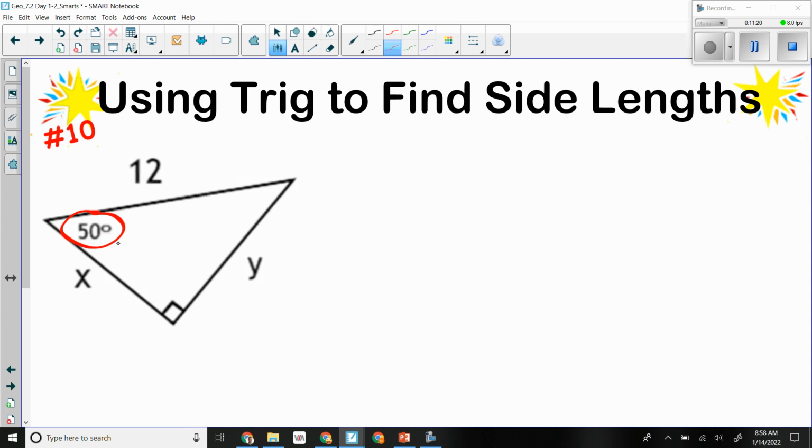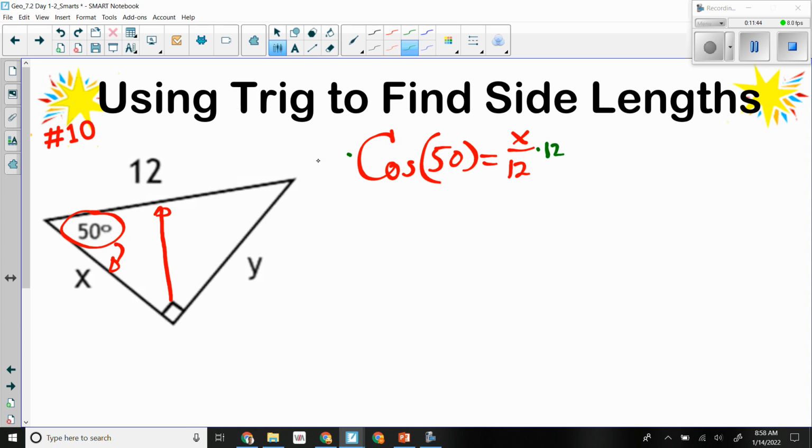So compared to that 50 with my x, the x is the adjacent leg. And I also have my other information over here is the hypotenuse 12. So we just did one like this, the adjacent and the hypotenuse. That's our cosine function. So we'll say cosine of 50 equals the adjacent x over the hypotenuse 12. This is one where you can just multiply both sides by 12, and that should get us pretty close to the answer.